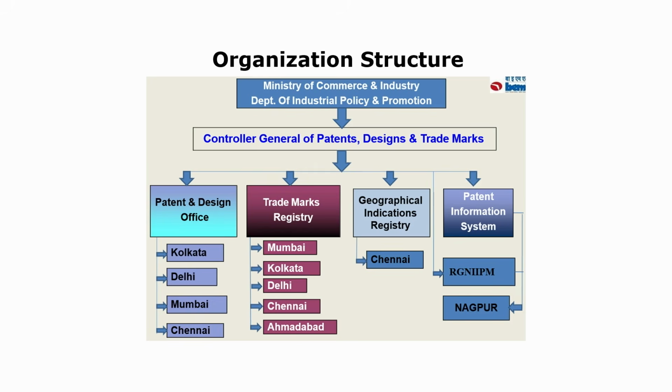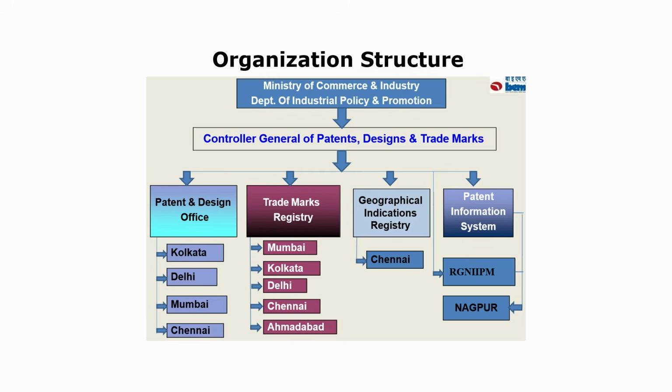Before we do that, the organization structure: the majority of these patents, trademarks, design registrations and geographical indicators are typically governed by the Ministry of Commerce and Industry, under the Department of Industrial Policy and Promotion, right. Under them you have the Controller General of Patents, Designs and Trademarks. Within this you have the Patent and Design Office. They are typically in Kolkata, Delhi, Mumbai and Chennai, and I may not be aware of the latest developments. They may be in the bigger cities as well.